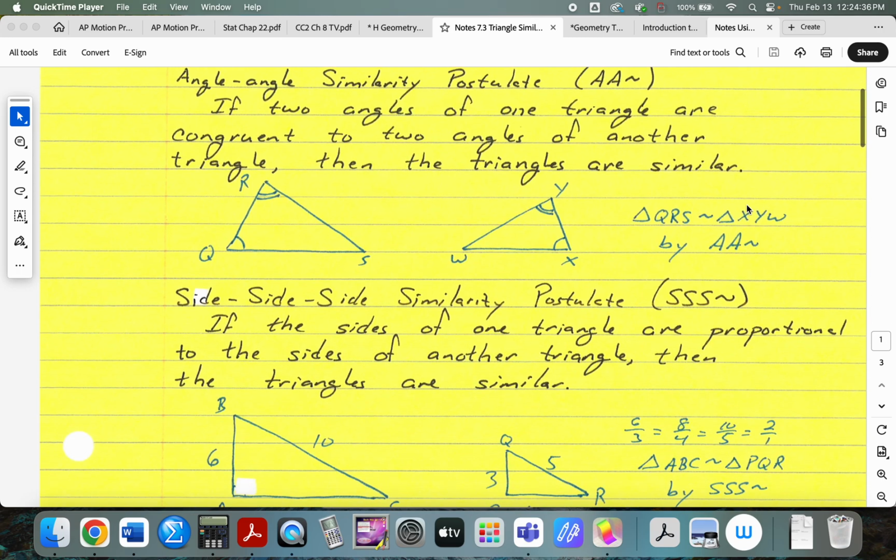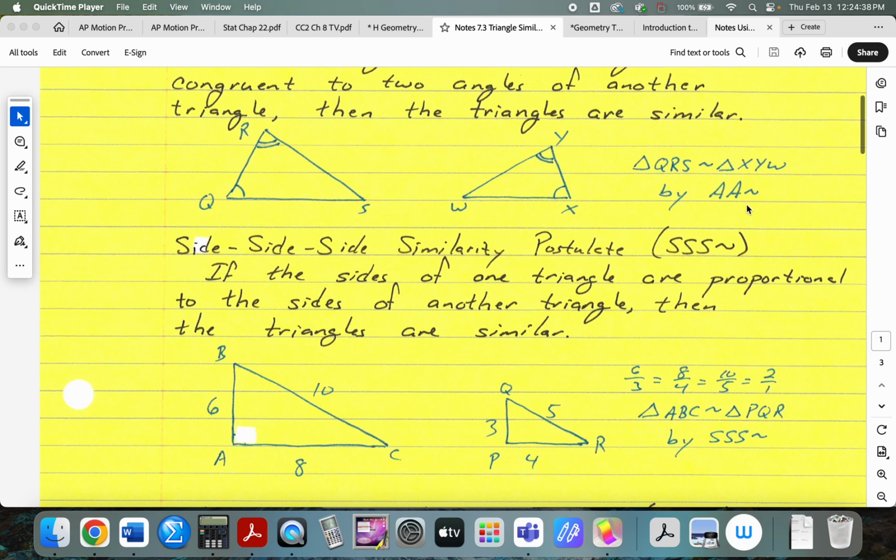Okay, the second one is kind of the reverse of this. It's the side-side-side similarity postulate, which says if you've got sides that are proportional, and it's got to be all 3, then the 2 triangles are going to be similar to each other. So here I've drawn 2 triangles, a 3, 4, 5 and a 6, 8, 10. The ratio of the sides is 2 to 1 when I match up smallest to smallest and largest to largest. And so these 2 triangles, ABC and triangle PQR, are similar by side-side-side similarity.